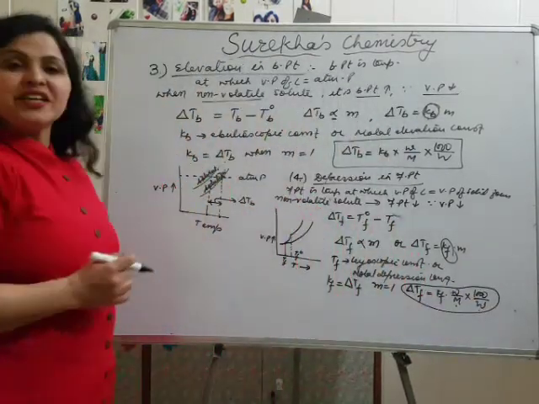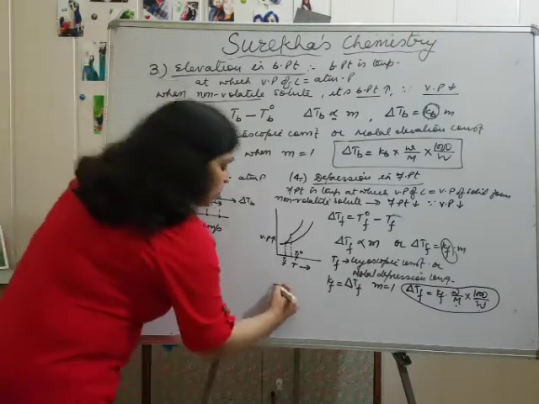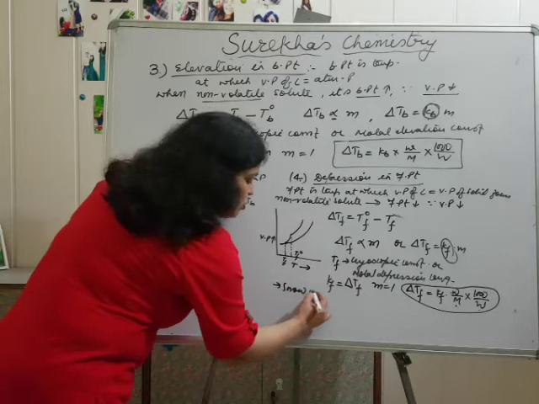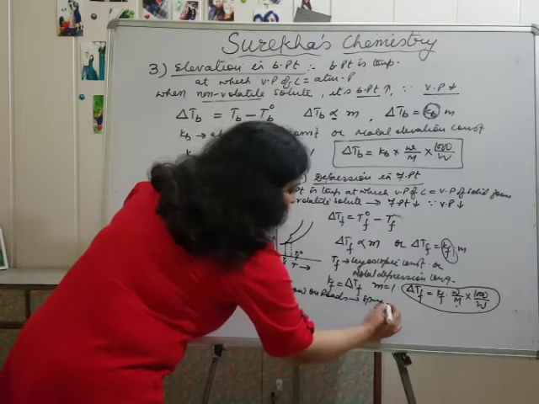And what are the applications of this depression in freezing point? You know, snow on the roads. Snow on roads is removed by spraying salts.